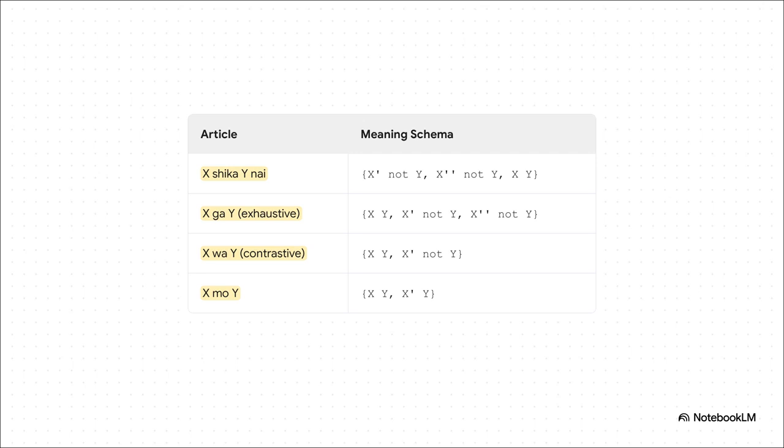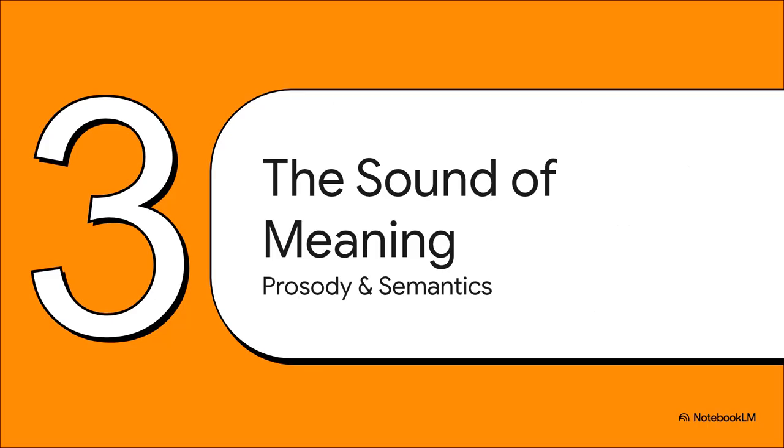Contrast of wa, that's just what you get when you only use one alternative topic, x prime. And the additive particle mo, that's what you get when you assert the predicate for both the topic and its alternative. It's an incredible display of formal economy. Okay, so the system handles particles, but its reach goes even further into one of the most subtle areas of language, the sound of meaning. We're talking about prosody, specifically phonological stress.